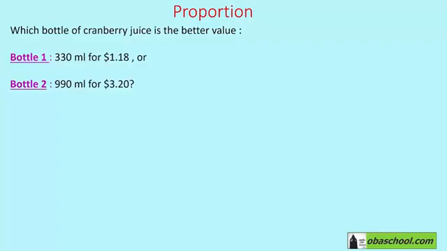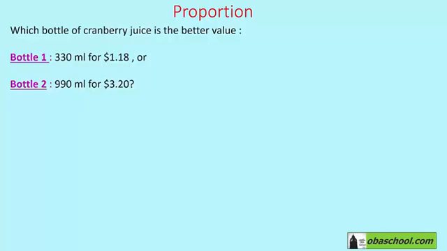So we have two bottles. The first bottle contains 330 milliliters for $1.18, or you have bottle number 2 that contains 990 milliliters for $3.20. So let us take the basic unit as 330 milliliters. That is $1.18. This is the basic unit, and this is actually the case in bottle number 1.